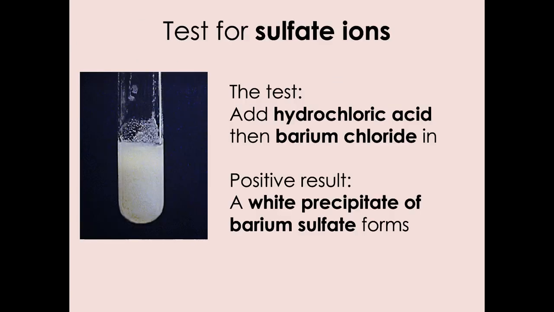So first of all, the test for sulfate ions. To do this, we add hydrochloric acid, which needs to be dilute, and then we add barium chloride. When that happens, if sulfate ions are present, it forms a white precipitate of barium sulfate. Remember, a precipitate's a solid, so you'll see a white solid forming.